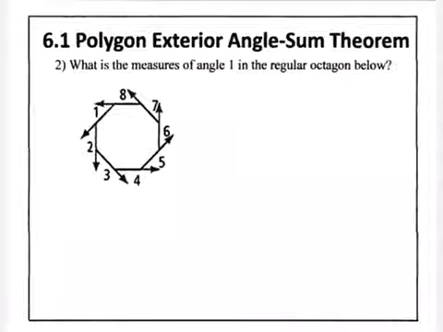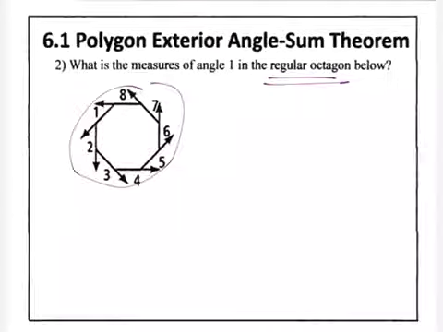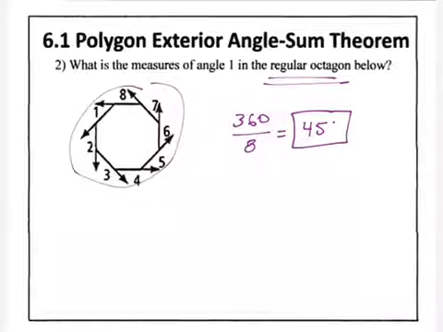What is the measure of angle 1 in a regular octagon? So this is a regular octagon. We know all of these angles outside here add up to 360, and there's 8 of them. So we'll take 360 divided by 8, and we get that every angle here is 45 degrees, including angle 1.